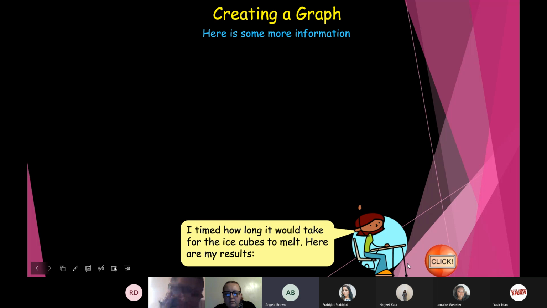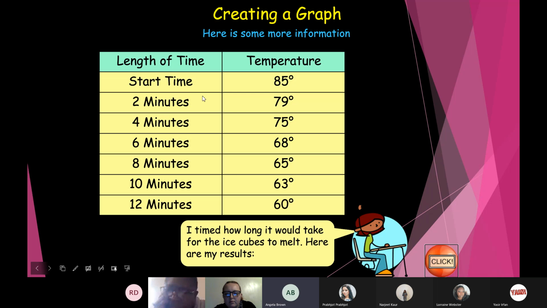Okay, here's another one. So we have our start time with the temperature was 85 degrees. So you're timing how long it takes for the ice cube to melt. At 2 minutes, it was 78. At 4 minutes, it was 75. At 6 minutes, it was 68. At 8 minutes, it was 65. At 10, it was 63. At 12, was 60.